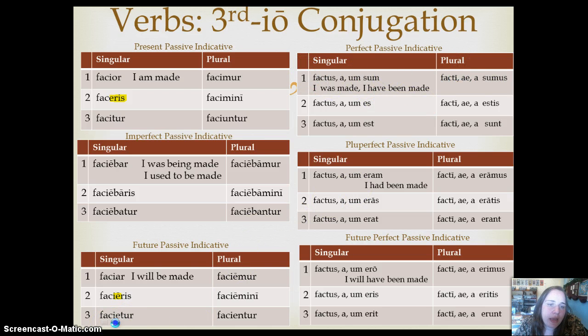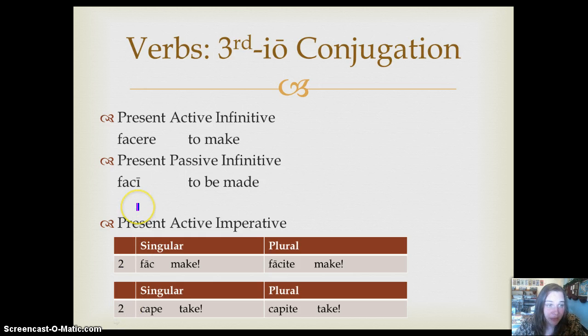Okay? Keep in mind that, like all 3rd conjugations, it forms the present passive infinitive by removing the entire ERE from the second principal part and replacing it with an I, okay? To form the imperative, in the singular it's just an E, and the plural it's an ITE. Remember, fac makes up one of those 4 irregular singular imperatives: duc, dic, fac, and fer.